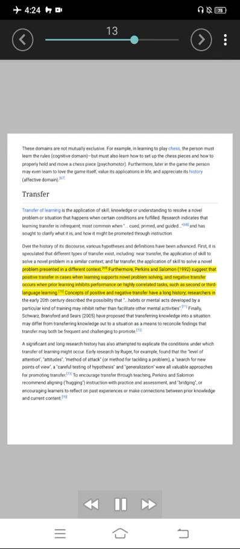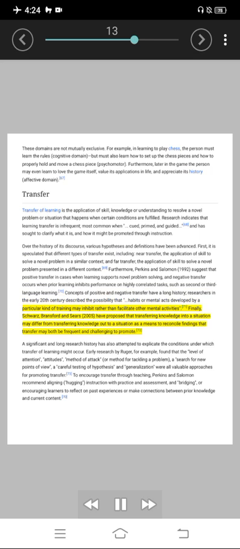and negative transfer occurs when prior learning inhibits performance on highly correlated tasks, such as second or third language learning. 70. Concepts of positive and negative transfer have a long history. Researchers in the early 20th century described the possibility that habits or mental acts developed by a particular kind of training may inhibit rather than facilitate other mental activities.